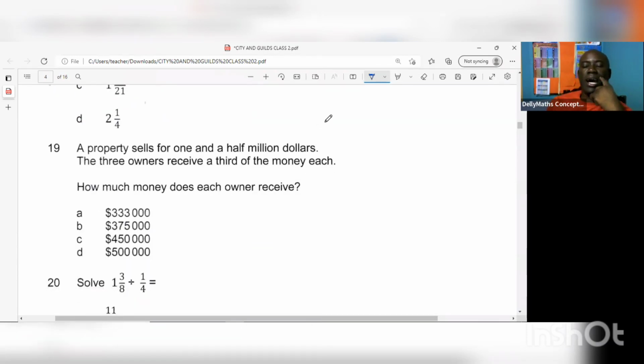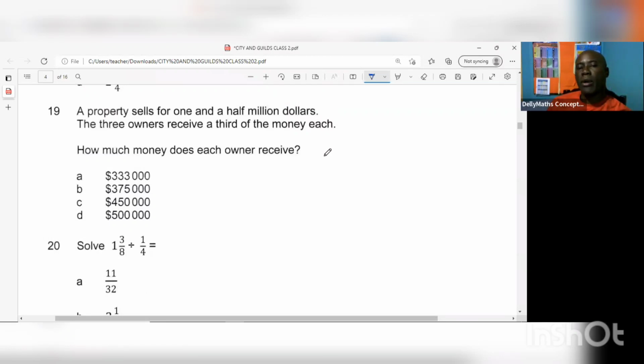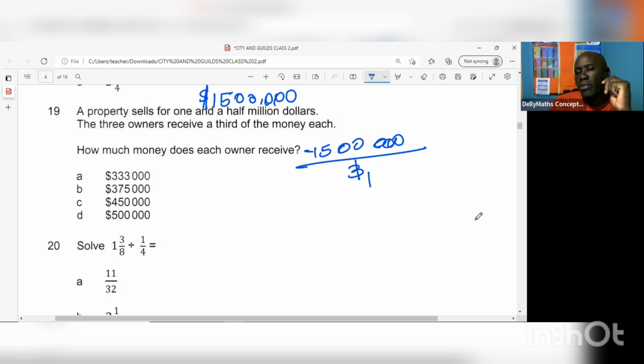All right, so a property sells for $1.5 million. So this is $1,500,000 right there. 3 owners receive 1/3 of the money each. How much money does each receive? So you're talking about 1,500,000 being divided by 3. 3 into 1, 3 into 15 is 5, then 0, 0, 0, 0, 0. Each person will receive $500,000. All right, let's continue.